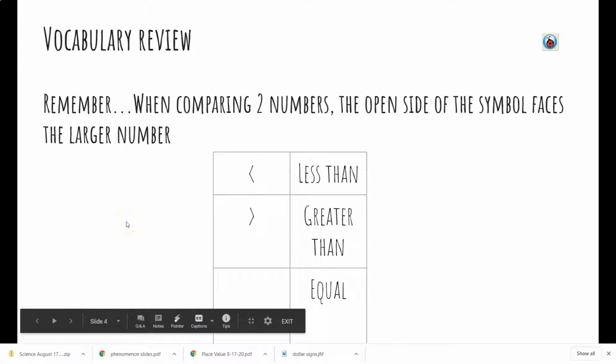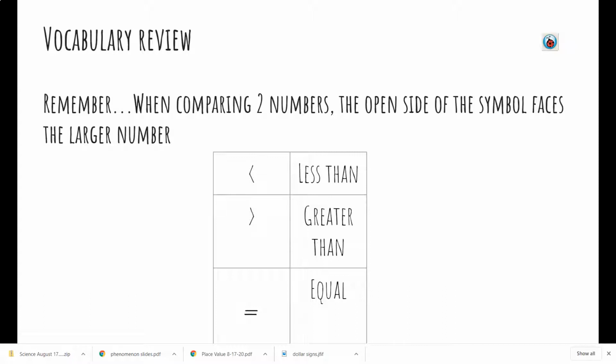Okay, very quickly, we looked at these symbols yesterday, and I just want to show them to you one more time. When we compare numbers, we need these symbols. So we have the less than symbol that is the same direction as the letter L, which can help us remember less than. It is open to the right, and that would be the bigger number. If you look down at the greater than, it is open to the left, and that's the side that the greater number would be on. And then we also have our equal sign.